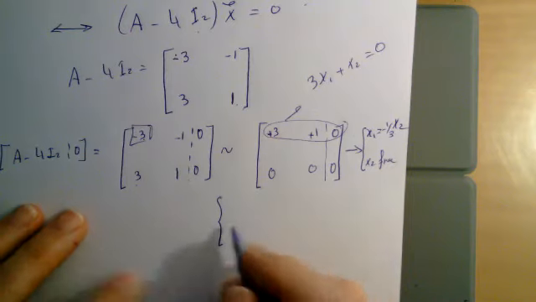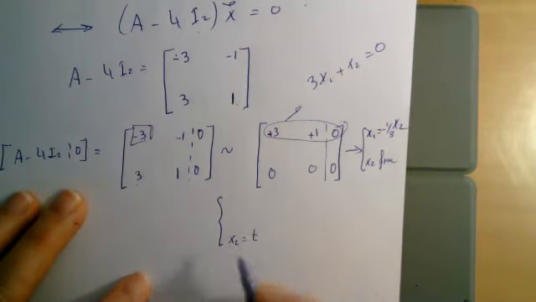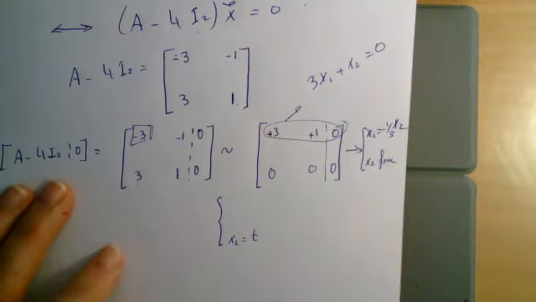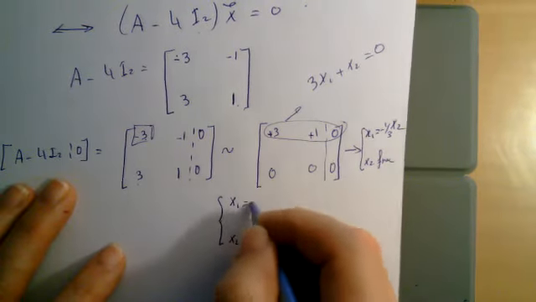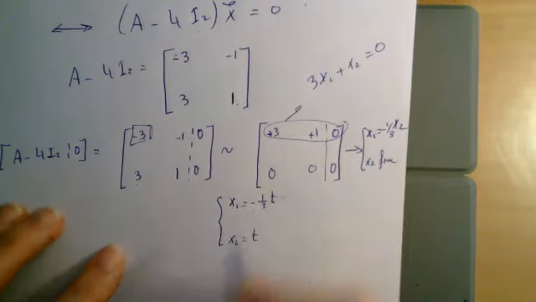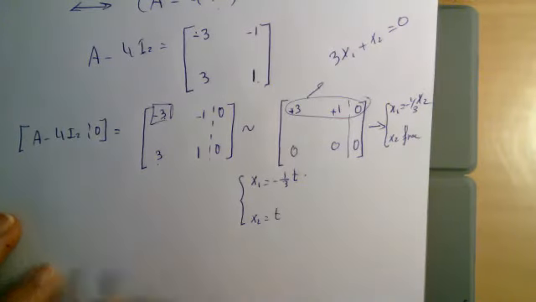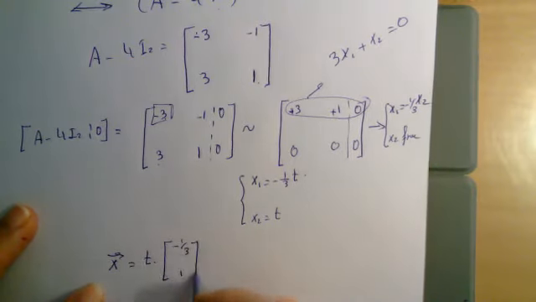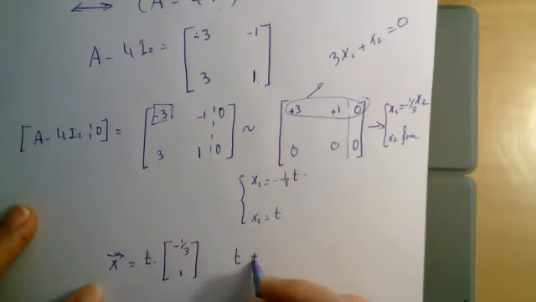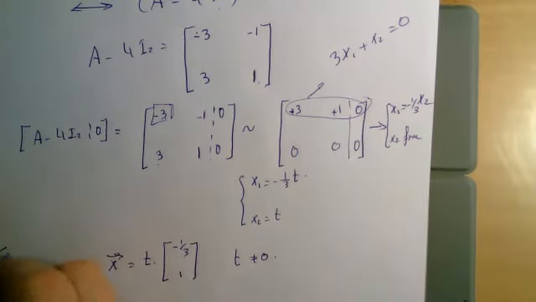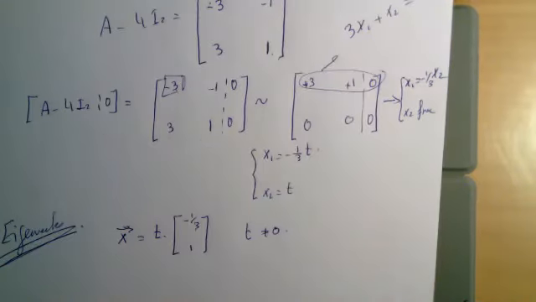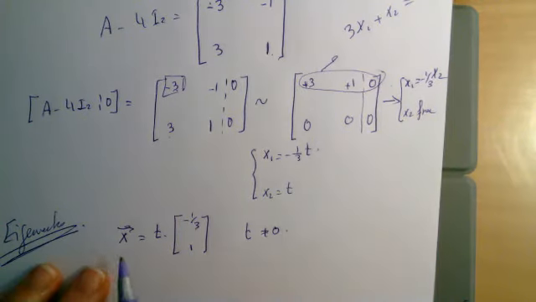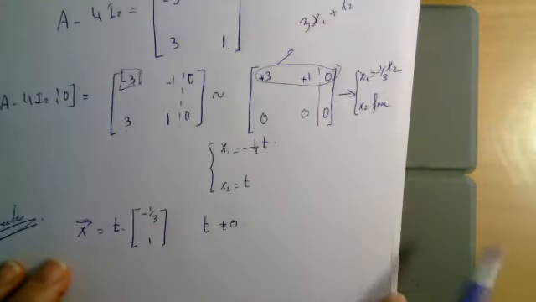So my solution would be x2. The solution has to be always written in parametric vector form. And x1 is minus 1/3 t. So the eigenvectors will have the form t times (minus a third, 1). And t is non-zero because I'm describing the eigenvectors, and 0 is not an eigenvector. So the eigenvectors are all vectors of the form a scalar times (minus a third, 1).